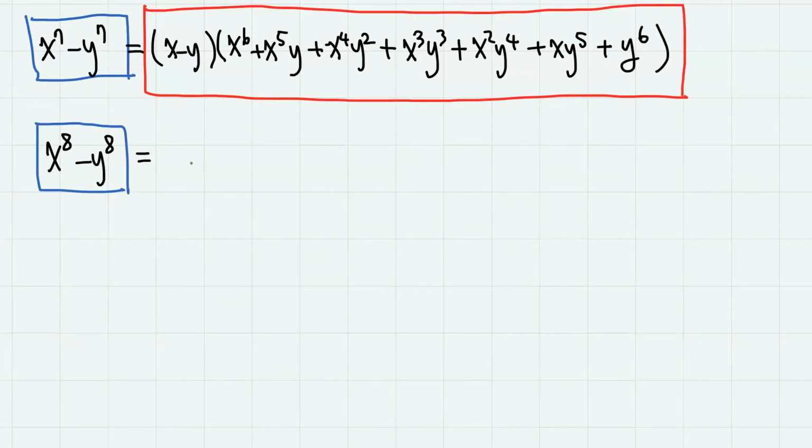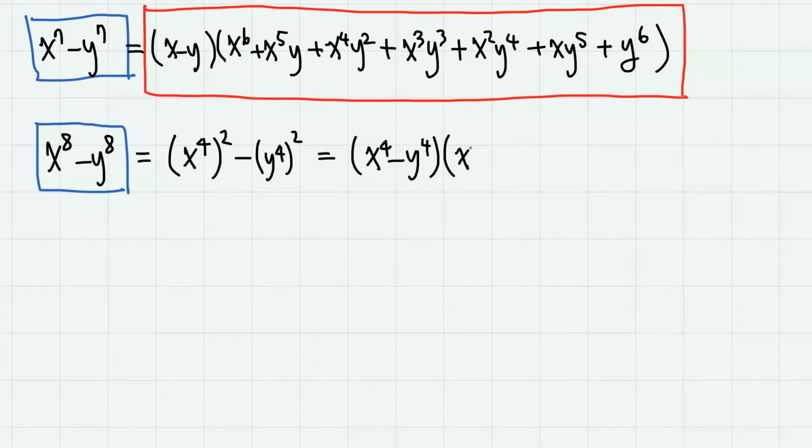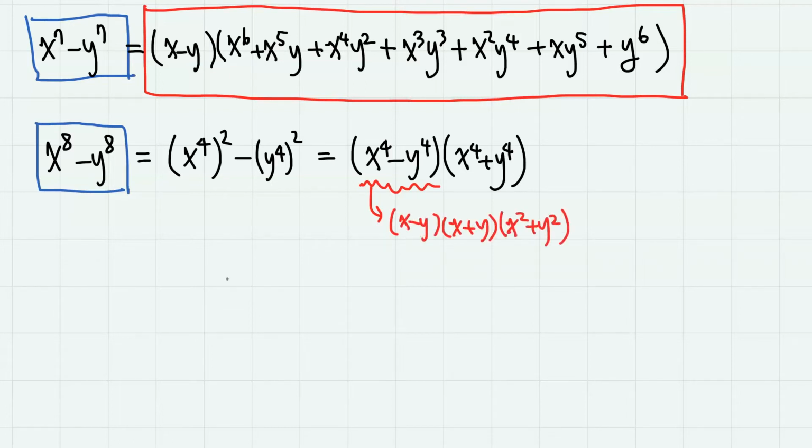So this was the case for n equals 7. And for x to the 8 minus y to the 8, we write x to the power of 4 squared minus y to the power of 4 squared. So we have x to the 4 minus y to the 4 times x to the 4 plus y to the 4. And from this part, we have already obtained that it can be factored into this. So we obtain x minus y, x plus y, x squared plus y squared, x to the 4 plus y to the 4.